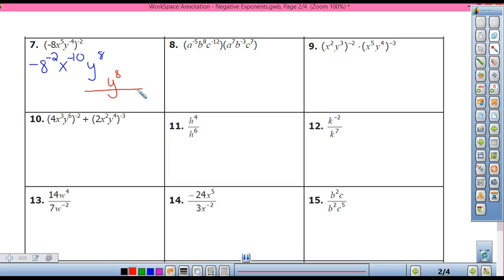It's got a negative. 8 to the negative 2 goes to the bottom, so that becomes 64. X to the, on the bottom. Well, you gotta think about that. Negative 8 squared is what? Positive 64. That's why we made it a positive.